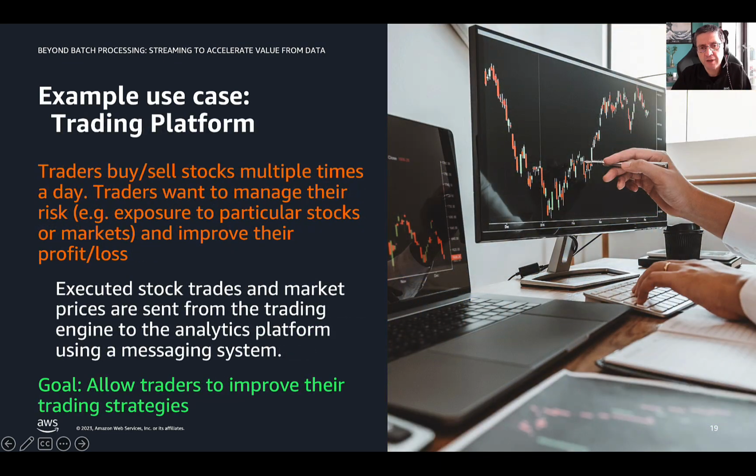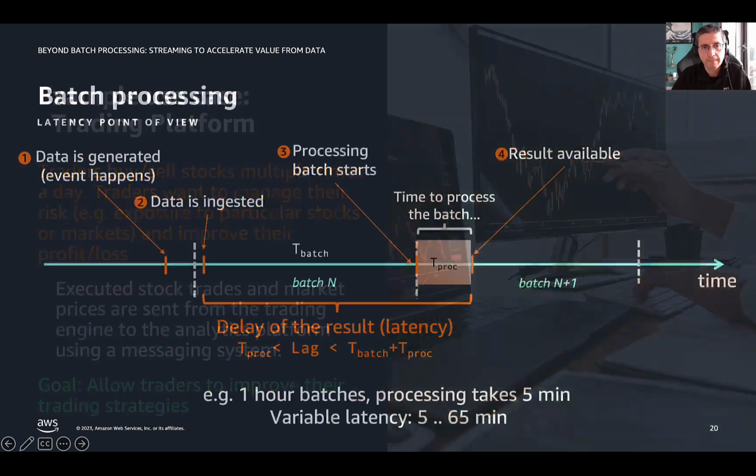A completely different use case is a trading platform offering intraday trading to professional traders. Each trader buys and sells stocks many times a day, sometimes many times every hour or every few minutes. One problem for traders is to monitor their exposure to certain stocks or asset classes or markets. And they also want to monitor the profit and loss of their strategy. As a trading platform provider, we want to build a customer-facing analytic platform to allow our customers, the traders, to monitor and improve their strategy.